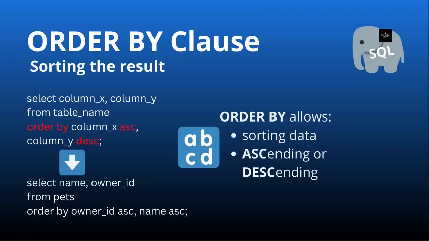In this video, I will show you how to use the ORDER BY clause. From the name, you can already guess that it's for sorting the result. You can sort your data by using the ORDER BY and specify ASC for ascending order or DESC for descending order. Let's now see how to use that.